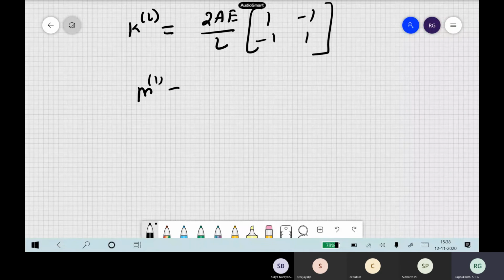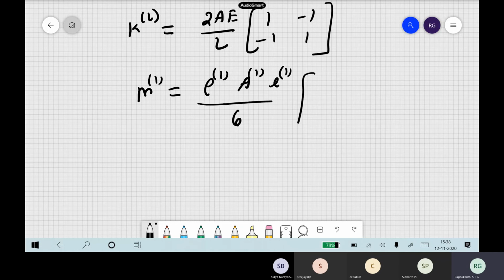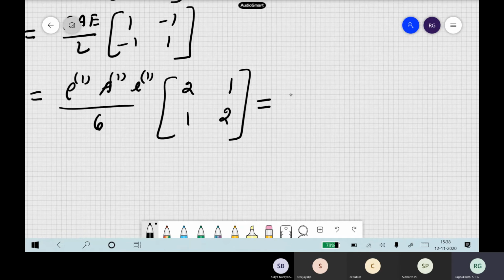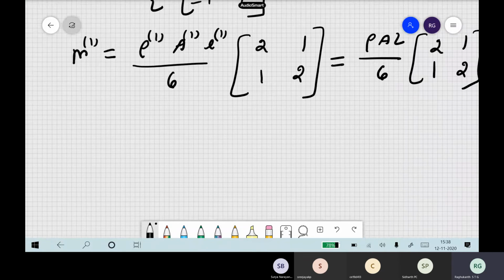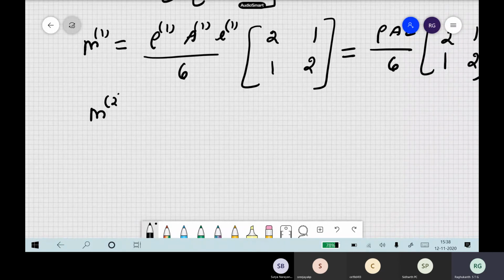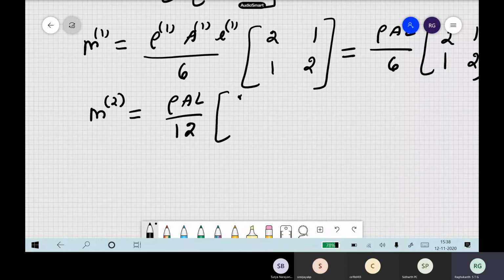Now you have to find the mass matrix also, which we have just calculated. It is rho AL by 6 times [2 1; 1 2], the consistent mass matrix. Here the area is 2A and the length is L by 2, so you can write this as rho AL by 6 times [2 1; 1 2]. This is the mass matrix of the first element. Similarly for the second element, only the areas are different, so again [2 1; 1 2]. These are the mass matrix and stiffness matrix.